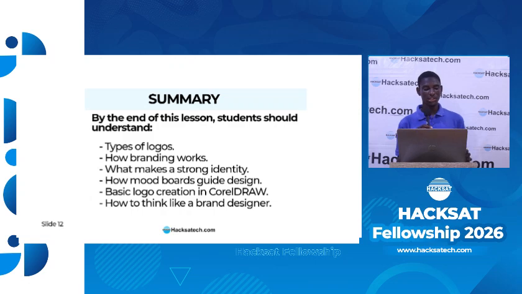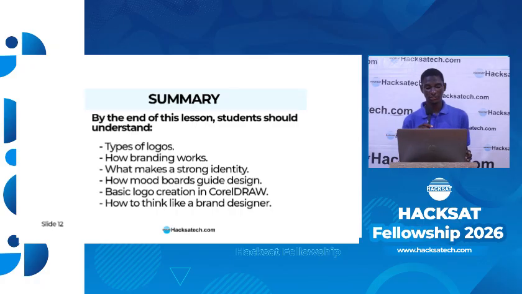And then task 2 here is that you should create a brand identity mini kit. A brand identity mini kit, which should include the logo, 2 to 3 colors, 2 fonts, and then a style direction. This is the practical task that each and every one of you is going to do.